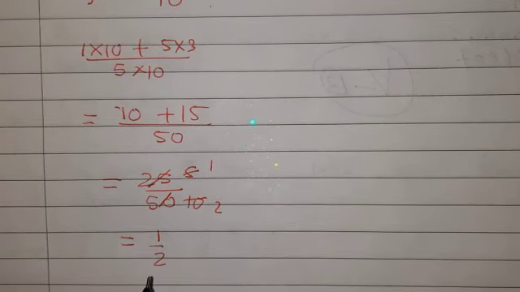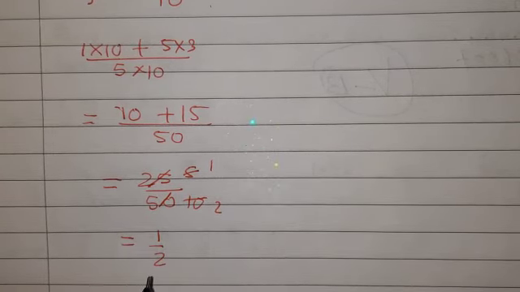The addition has another method also. Should I show you? Okay, 1 by 5 plus 3 by 10. This is by the LCM method. You should first find the LCM of the denominators. One is 5, another is 10.